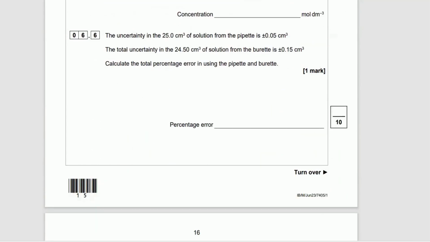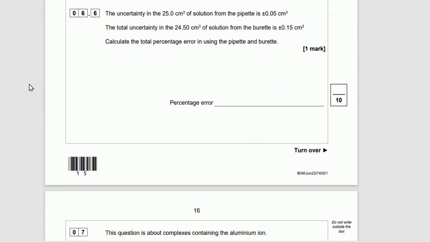So let's move on. 6.6. The final part to the question.